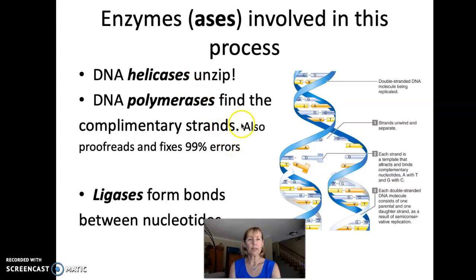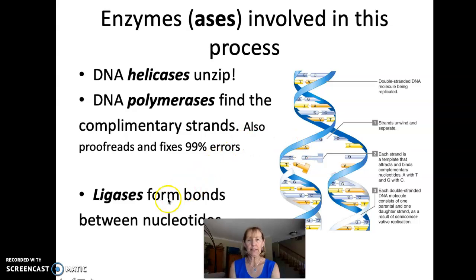The next one is going to have to find the complementary strand. So if A is left unattended here, it's going to need a T. If C is left, it's going to need a G. So in order to find that complementary nucleotide there, you're going to need a polymerase. Polymerase is the one that finds it and checks. It proofreads to make sure it doesn't make an error. Pretty amazing how it self-checks itself.